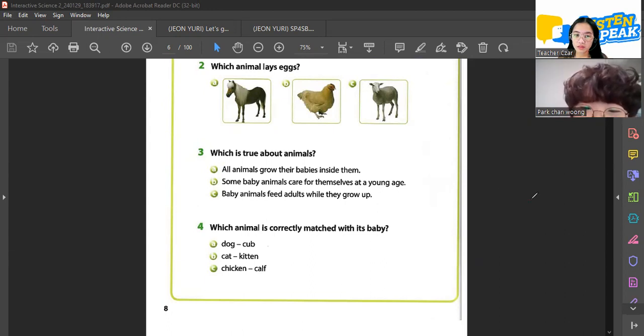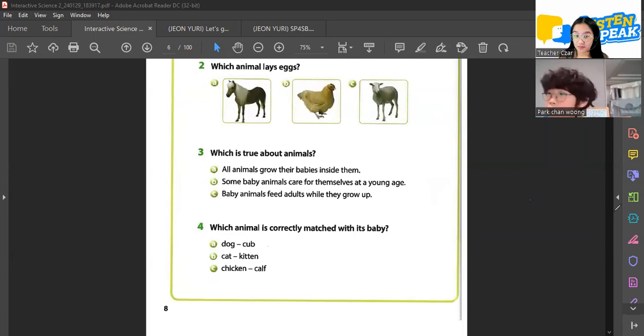Baby animals feed adults while they grow up. Is that a really bad one? Why do you think so? They can't be. Oh, so baby animals can feed their parents or adults. But how can they find food at a very young age, especially in the wild? Okay, don't worry. If you don't know, you don't know. But mostly, the ones that find food, especially in the wild, are the adults, because in the wild it's very dangerous. There are a lot of animals hunting at night and also during the day.